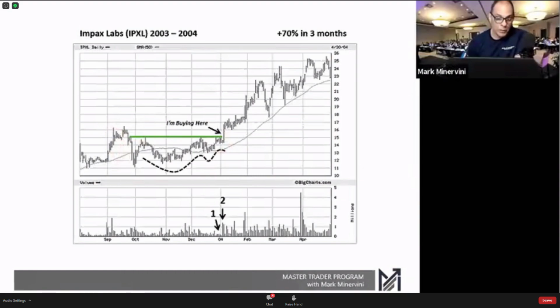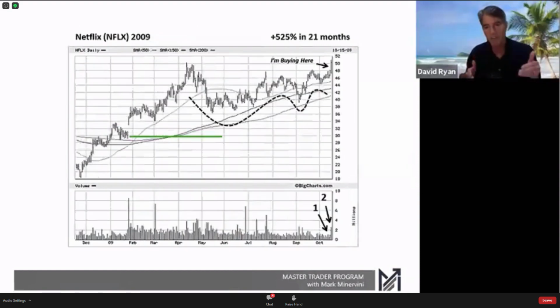Once it goes through these types of characteristics and volume dries up, you're going to get an explosive move, because even a little bit of volume will move it up from there. And Mark, my expectation, if I've read the chart right, is that when I buy that stock, I should almost be making money immediately.